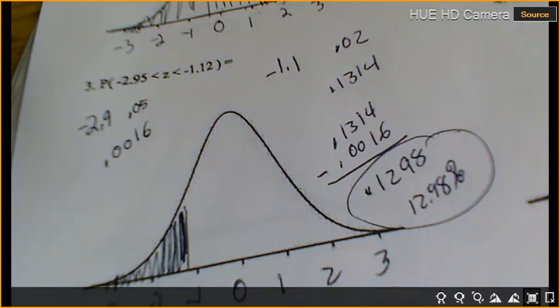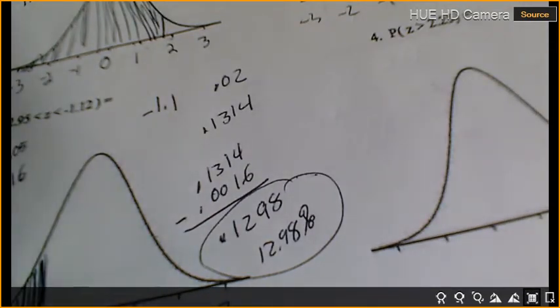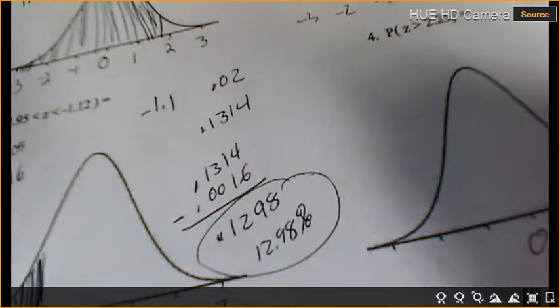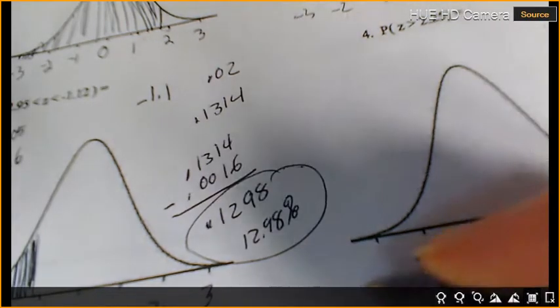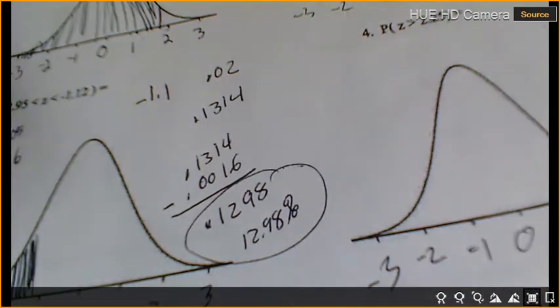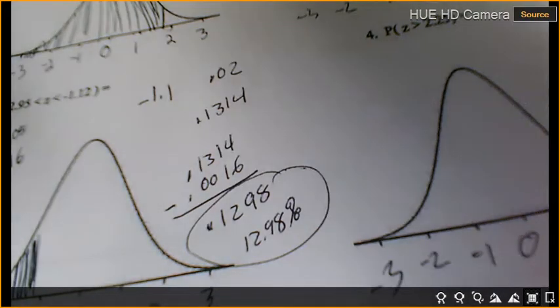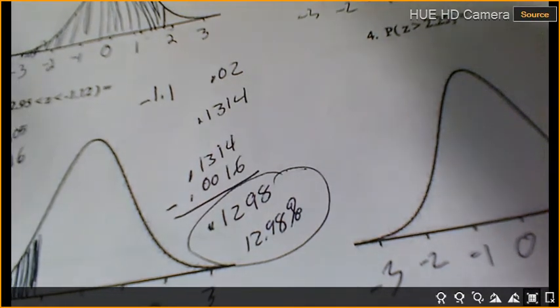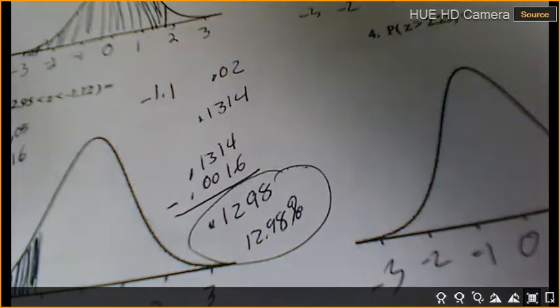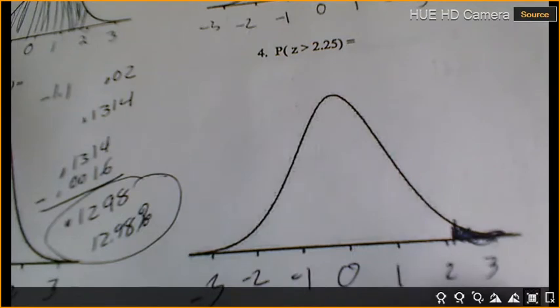All right, let's do number 4. We can just do this last one. We've got 0, 1, 2, 3, negative 1, negative 2, negative 3. I want you guys to try this one on your own after I sketch it, then you can do the rest, okay? We're at 2.25. So I want this whole space here.